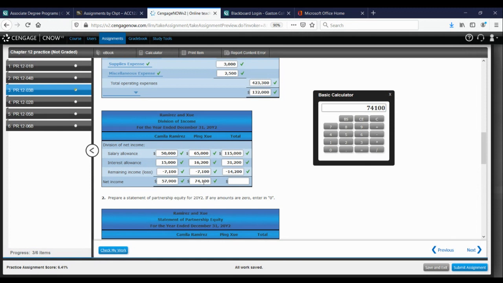Now the 2 partners' net income amount should add back up to the total of 132,000. Or you could have added this little column up and it will give you 132,000. So this kind of gives you a system of checks and balances here. But this is how each partner divides the net income.